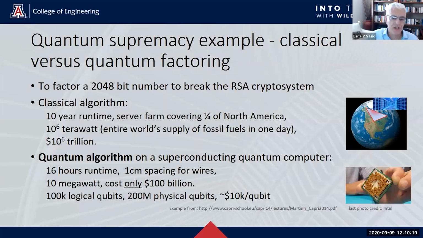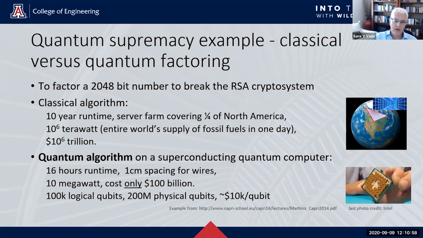I would like to illustrate what is called quantum supremacy on a very simple example. If you are connected to a VPN, you are probably using the RSA crypto system, and its security is based on the difficulty of factoring large integers. Imagine that you are a hacker and you want to factor some long integer of, let's say, 2048 bits. If you want to use the best classical algorithm for that, you will need about 10 years to run it.